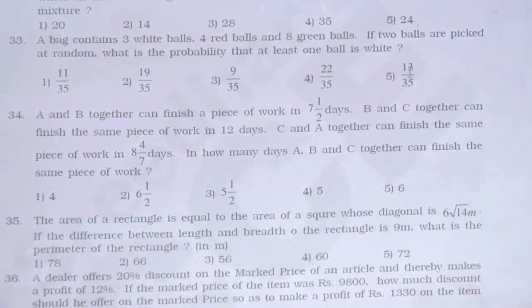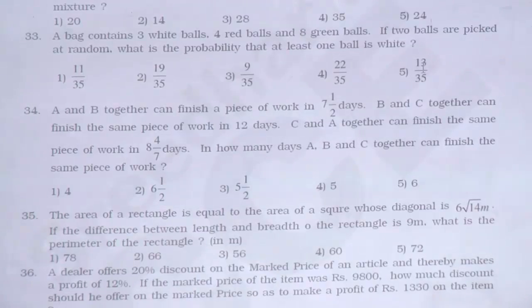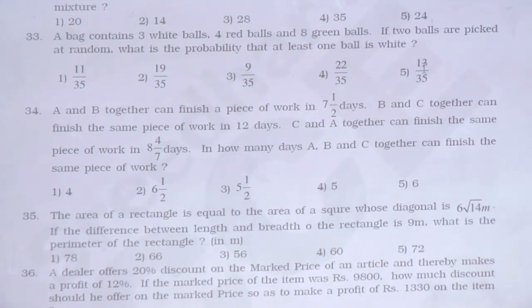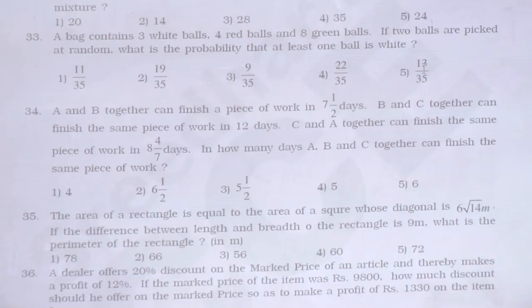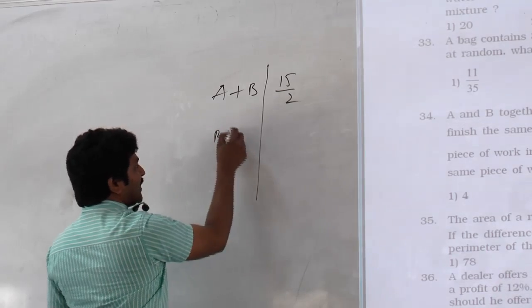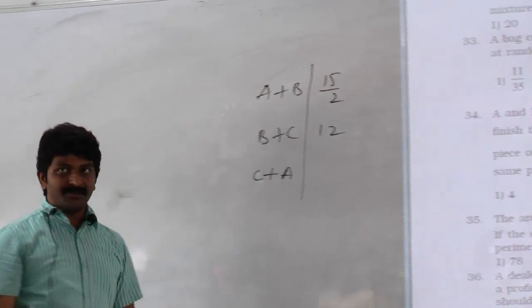34. A and B can finish a piece of work in 7.5 days. B and C can finish the same piece of work in 12 days. C and A together can finish the same work in 8 4 by 7 days. In how many days can A, B, C together finish the work? A and B can do it in 7.5 days, which I'll write as 15 by 2 days. B and C can do it in 12 days. C and A can do it in 8 4 by 7, which is 60 by 7.